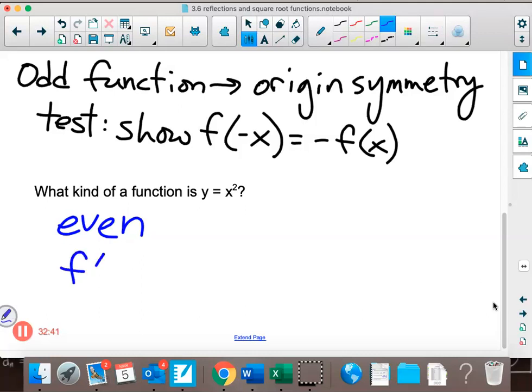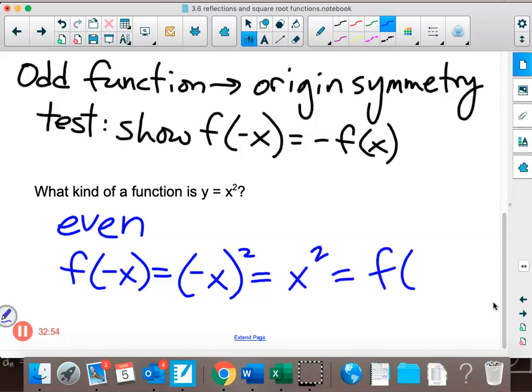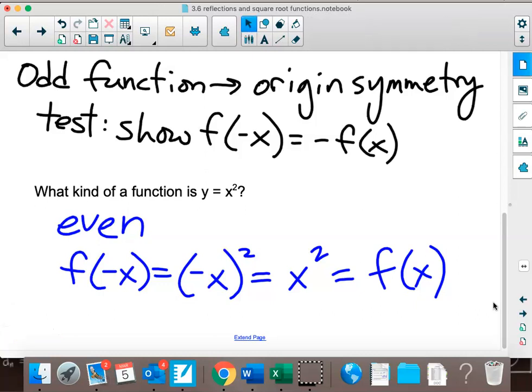So we have f of negative x equals negative x squared. Hey, what is negative x squared the same as? X squared. Hey, but what is x squared the same as? It's f of x, right? So if you can show algebraically that f of negative x equals f of x, then your function is even. That's what we're going to be doing on the next screen.